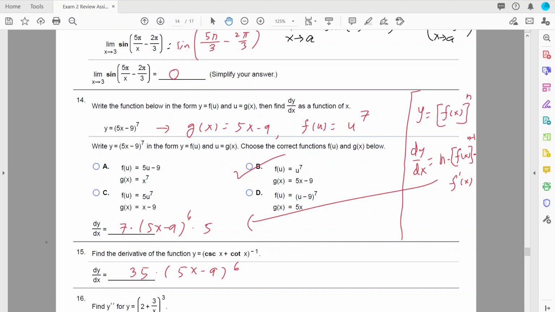Okay, I made a mistake here. It should be here. So that is 35 times 5x minus 9 to the power 6.